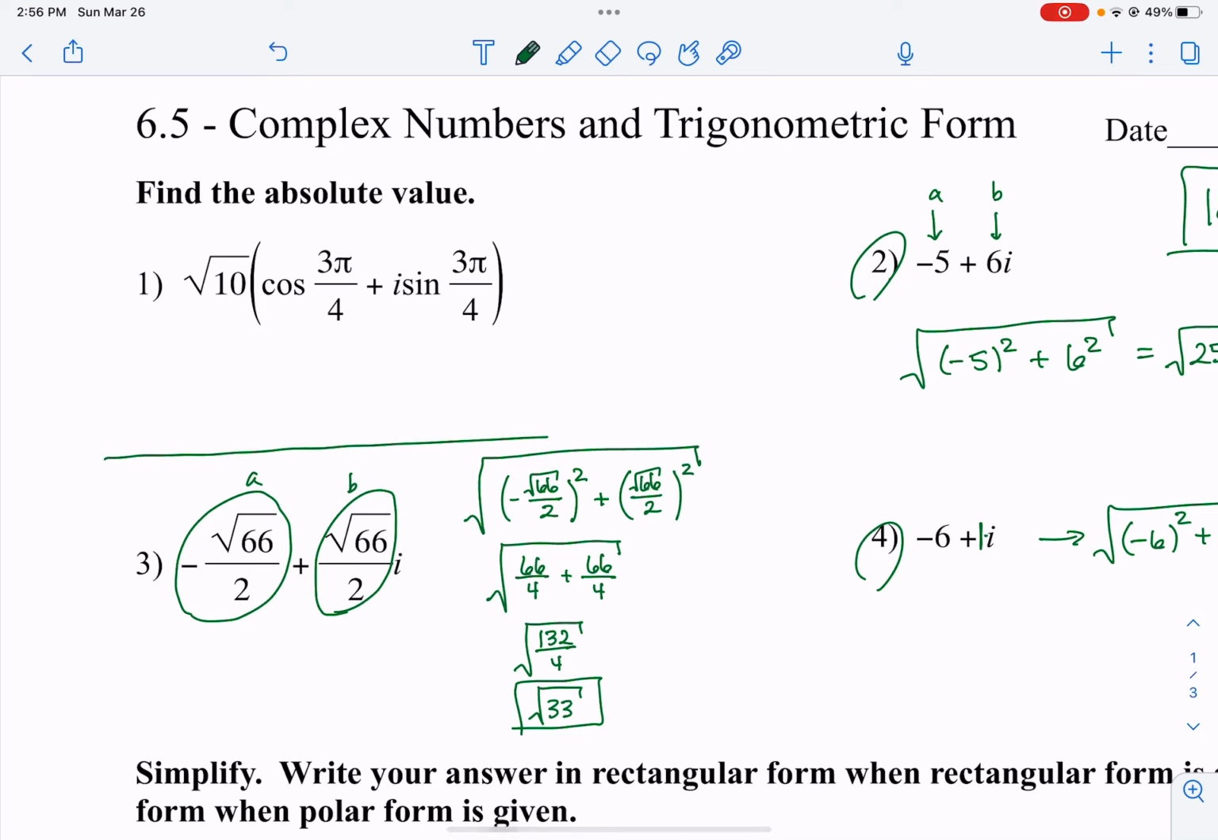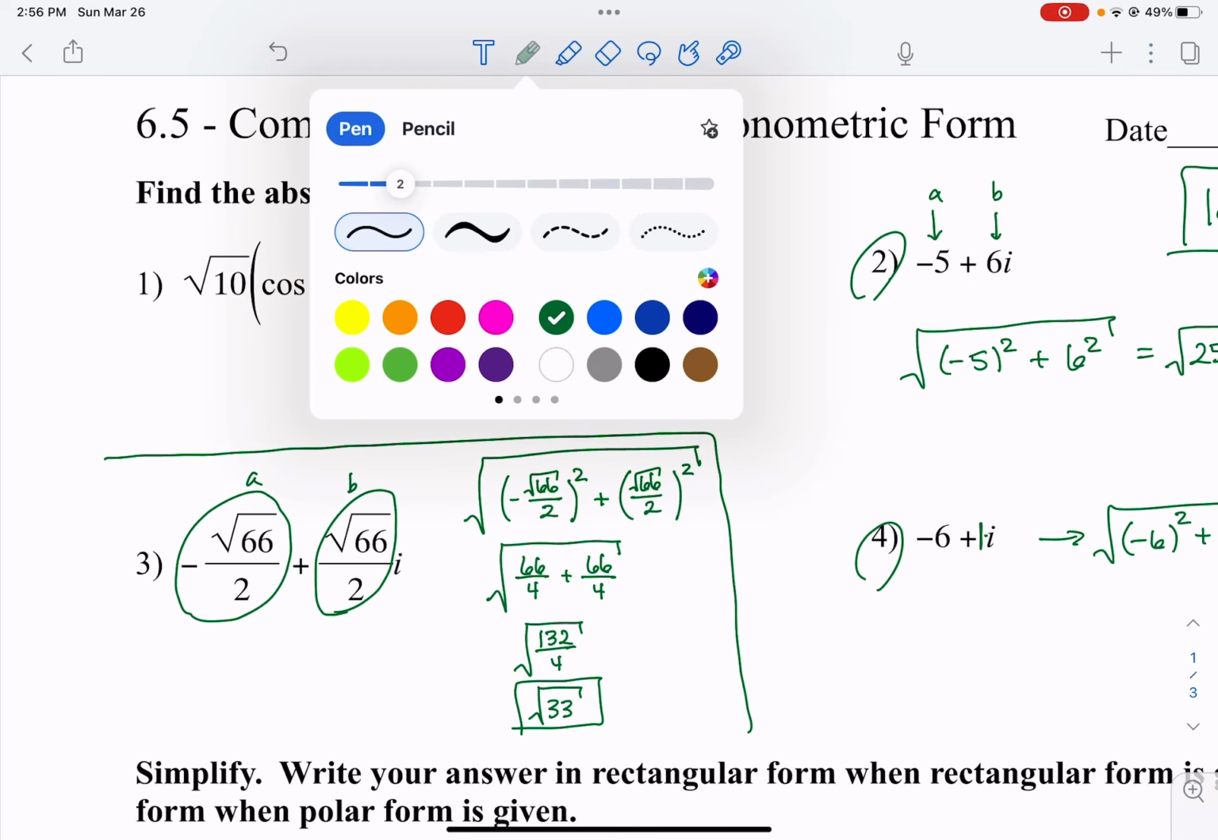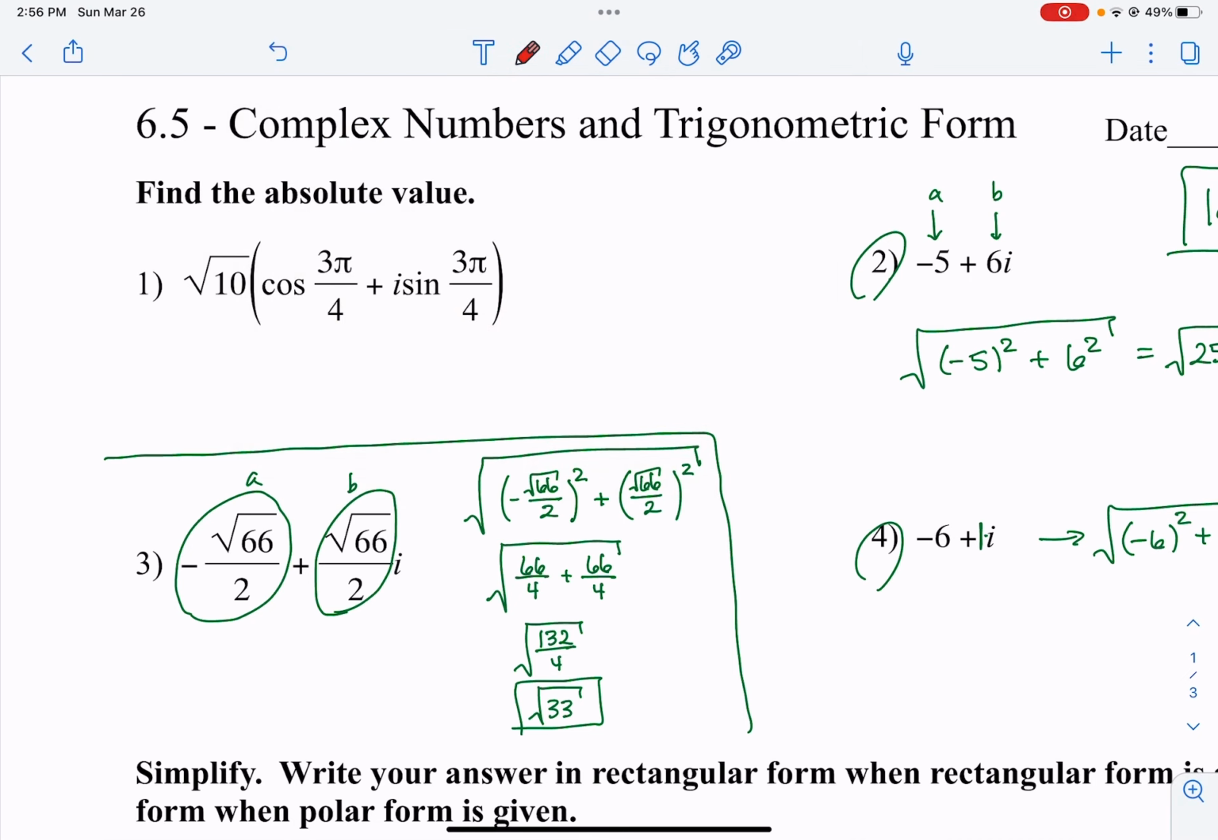But how do we do this with polar form or trigonometric form? It's actually even easier than what we were doing before. We actually don't even really need to use a formula. So you guys can just remember this. If you have a complex number in polar form, polar or trig form, those mean the same thing, if you have it in that form, this is your absolute value. That is your magnitude. That is the distance from the origin to the number.